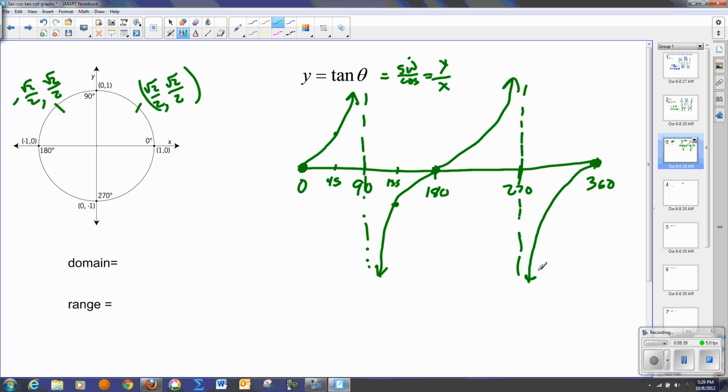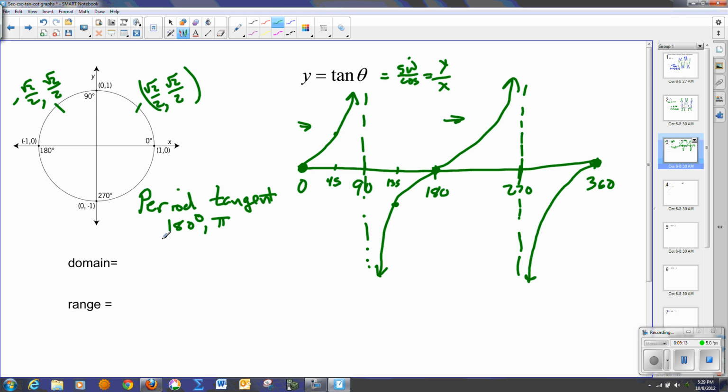Now, you'll notice in this case, tangent starts at 0, goes up, hits this asymptote, starts down, goes back up again, and you'll notice this area here is the same as this area here, which means it repeats. So this tells us the period of tangent is 180 degrees, or pi if I'm talking radians. And that's going to be important.